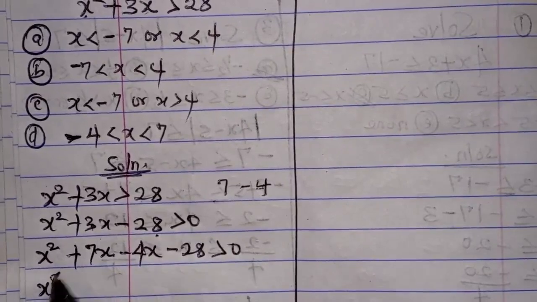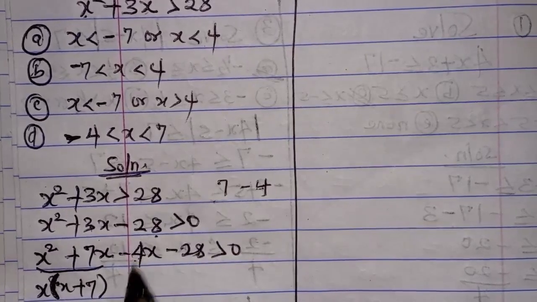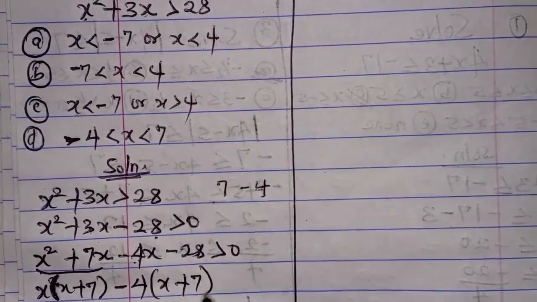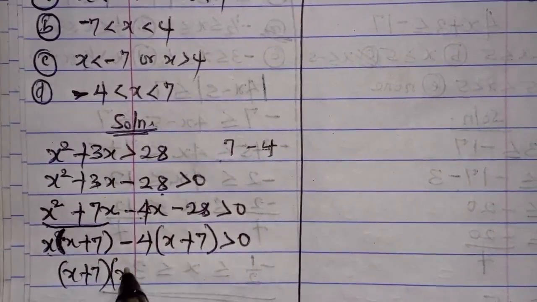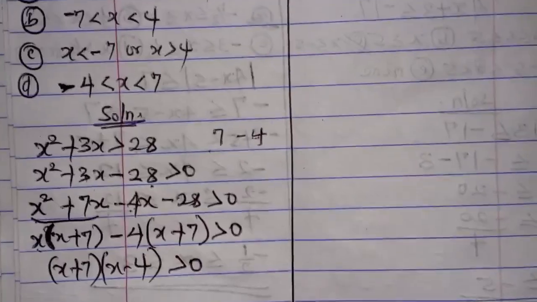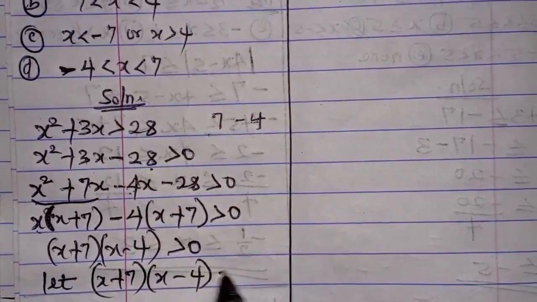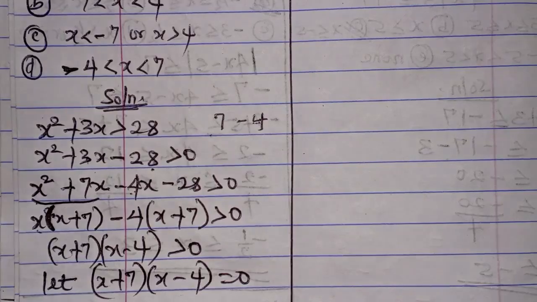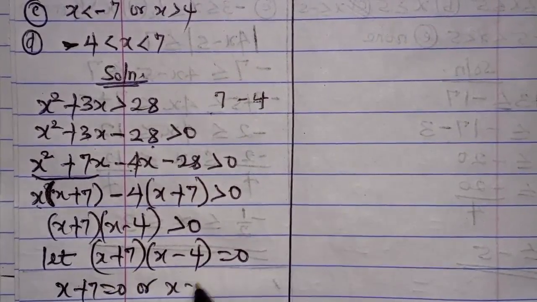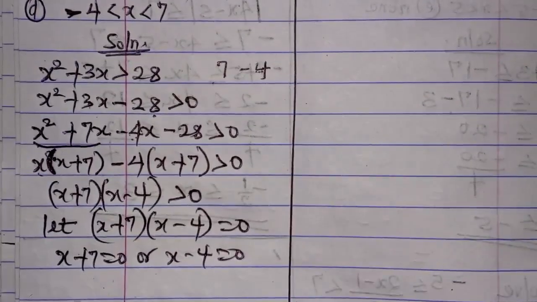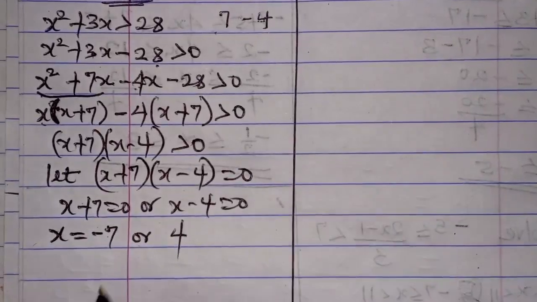Okay, if I factor x out from these first two, I'll be having x plus 7. Minus 4 is common to this. I'm having x plus 7 also. That means x plus 7, then x minus 4 is greater than 0. So I want to say, let x plus 7 into x minus 4 be equal to 0, so I can determine the critical point. From here, it means that x plus 7 equal to 0 or x minus 4 equal to 0. This implies that x is minus 7 or positive 4. So I will create a number line.